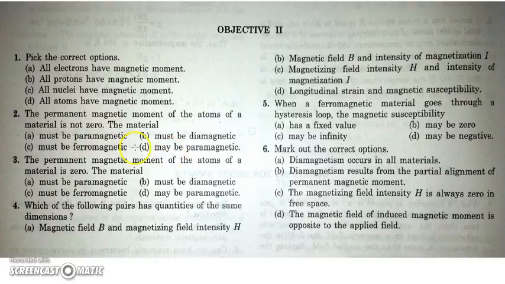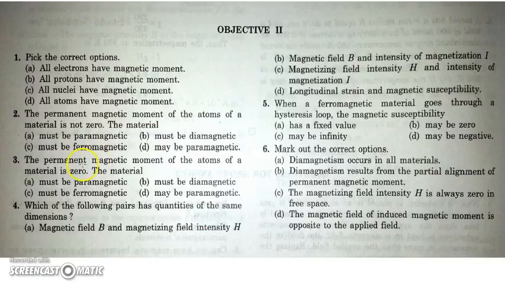Again, the only correct option is D because option A is saying that it must be paramagnetic. No, it must not be paramagnetic. It may be a para or a ferro. Hence, the only correct option we have is D.